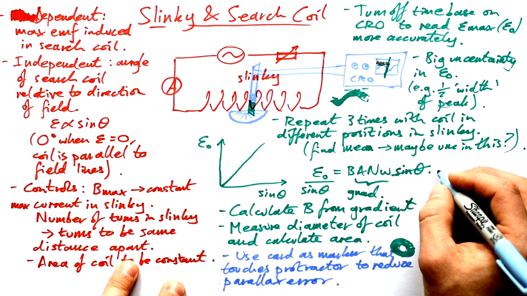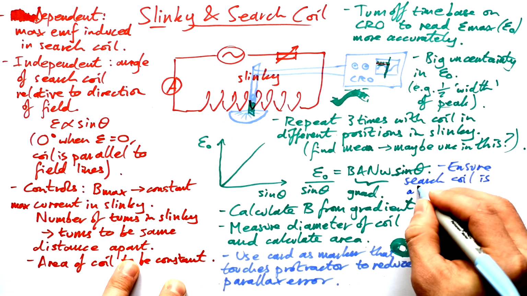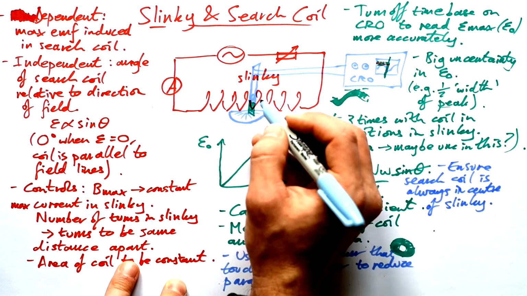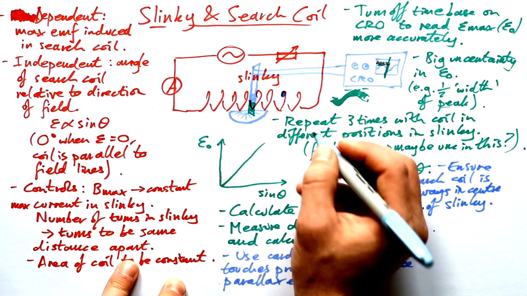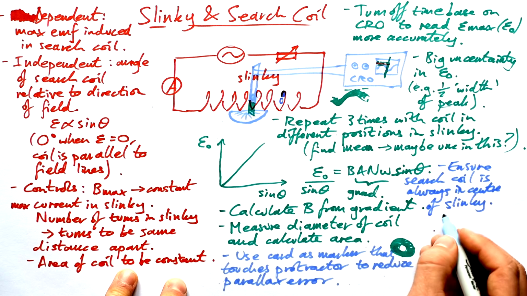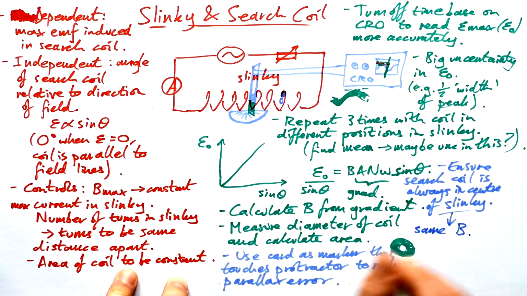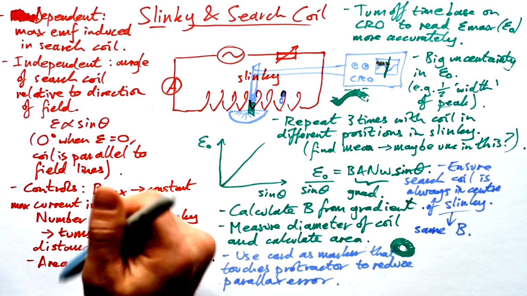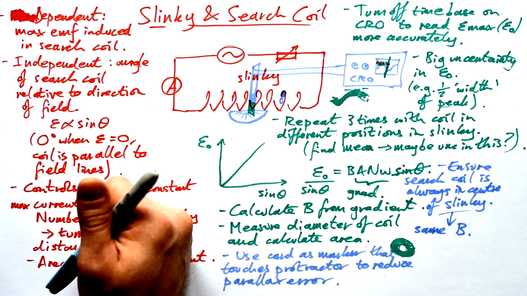And there's a really important thing as well we need to make sure of. Ensure search coil is always in center of slinky. I don't mean the center lengthwise, I mean the center of the turns, because if we have our search coil up here, then it's going to be experiencing a different flux density to when it's in the middle. So we always want to make sure that's the case, so it experiences the same flux density at all times. In order to achieve that, it's a good idea to have it clamped to the top, and then you can turn the clamp or the clamp stand, ensuring that for starters, it's at the same height.